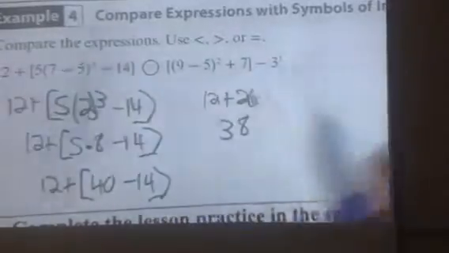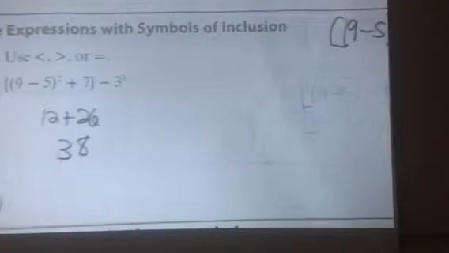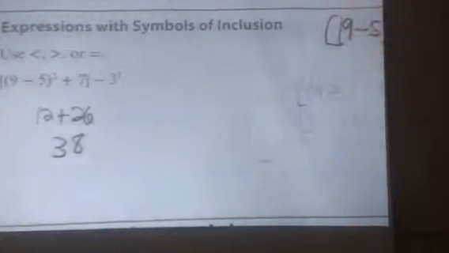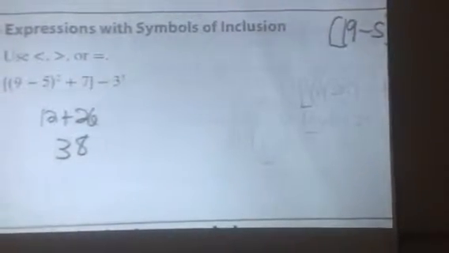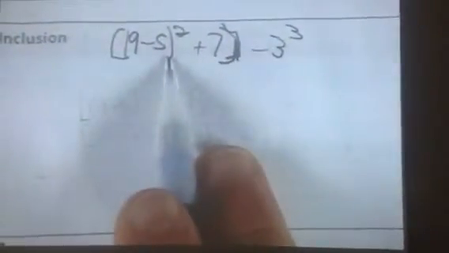Now I need an answer for this second one. I'm going to write the whole thing over here. Okay? 9 minus 5 squared plus 7. That's a bracket. Minus 3 cubed. Again, I've got to figure out the whole thing inside of here. Then I'm going to subtract this 3 cubed. Okay, so working my innermost parentheses, 9 minus 5 gives me 4 squared plus 7. Close my bracket. Minus 3 cubed.